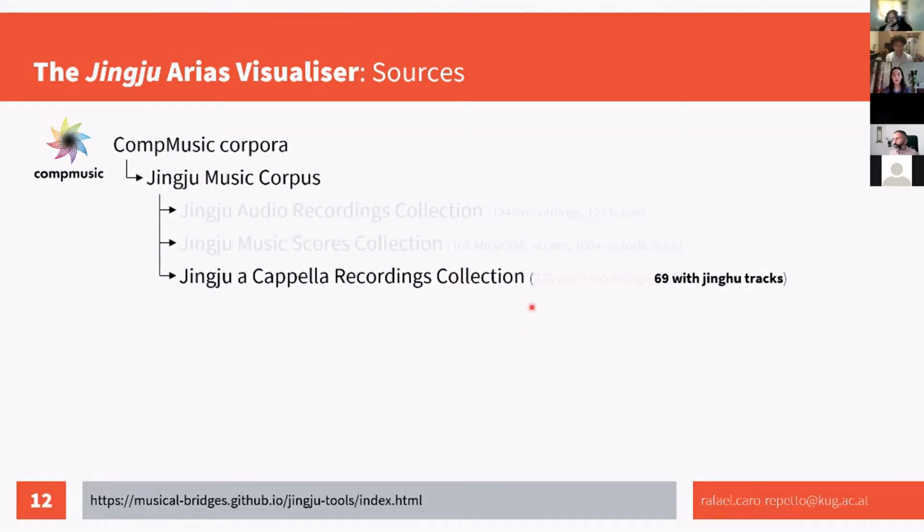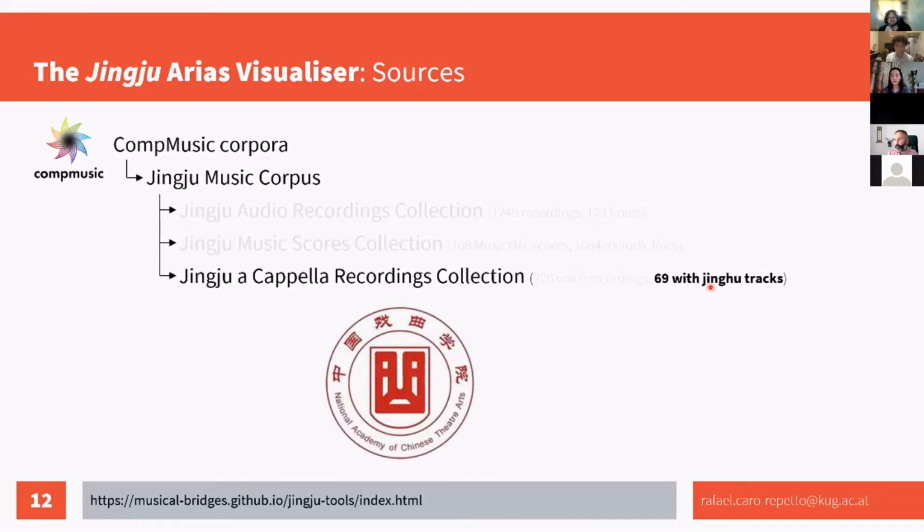So from the more than 200 recordings we made, I'm using the 69 for which we also have the jinghu track. So we have the voice in a track, and then we have the jinghu in a separate track. The same jinghu that was heard by the singer when the voice was recorded. So these recordings were made by students of the Zhongguo Xixu Xueyuan, the National Academy of Theater Arts.